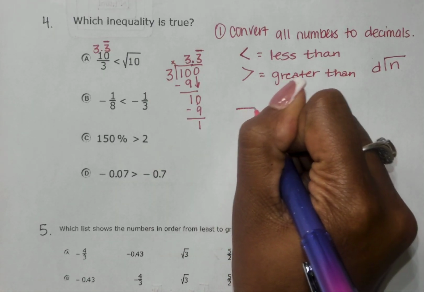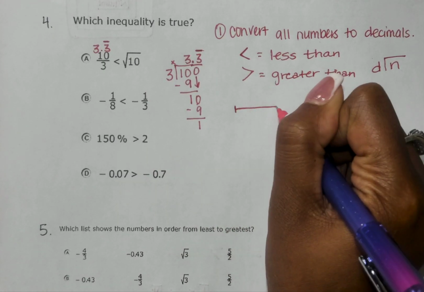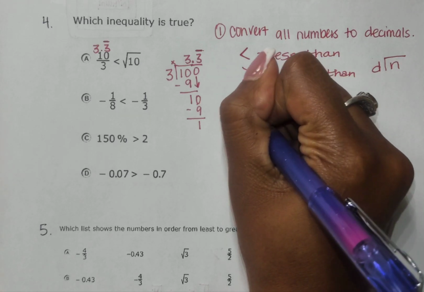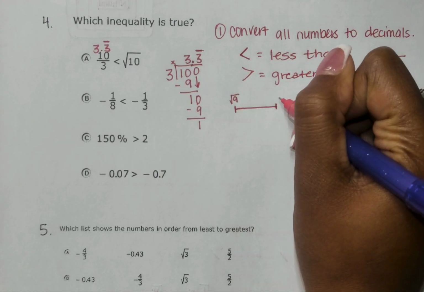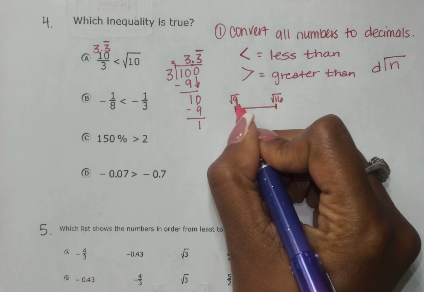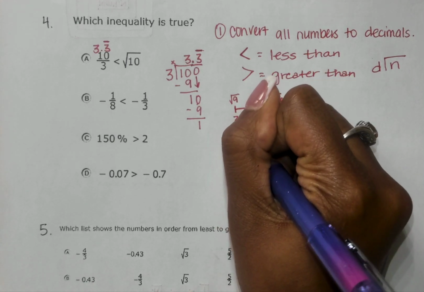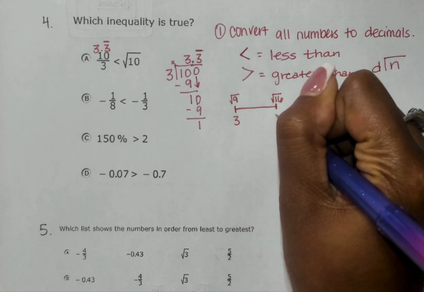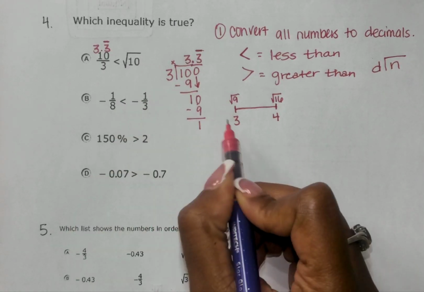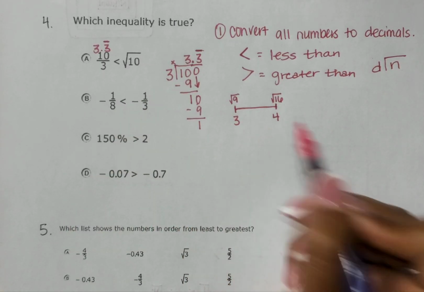And again, the square root of 10 is a non-perfect square, so I'm going to have to estimate using 2 perfect squares. I know the 2 perfect squares that the square root of 10 would fall between are the square root of 9 and the square root of 16. The square root of 9 is 3 and the square root of 16 is 4, so the square root of 10 is going to fall somewhere between 3 and 4.